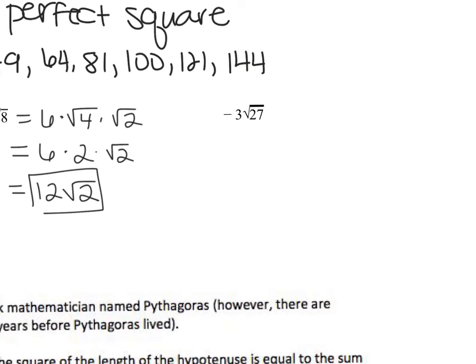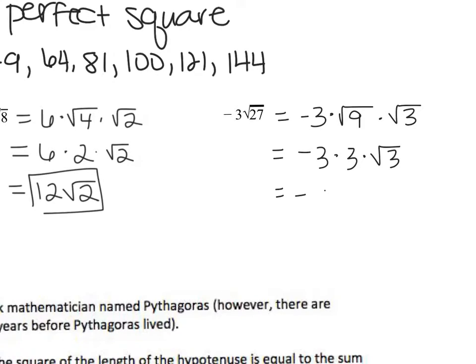That leads us to our last example, -3 times the square root of 27. We can rewrite the square root of 27 as the square root of 9 times the square root of 3, since 9 times 3 is 27. The square root of 9 is 3, so we get -3 times the square root of 3, which ends up giving us -9 square root 3. Sometimes it's very easy to figure out the perfect square that goes into a number. Other times it's a little bit more difficult.